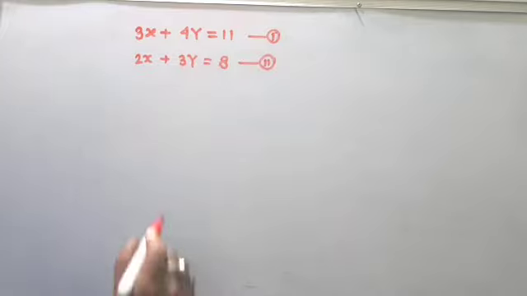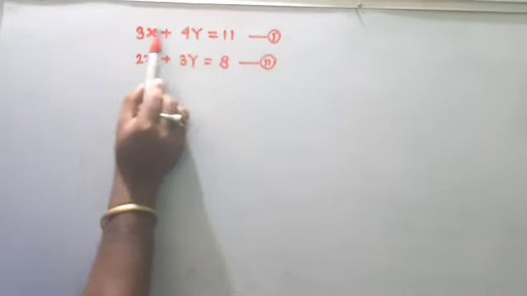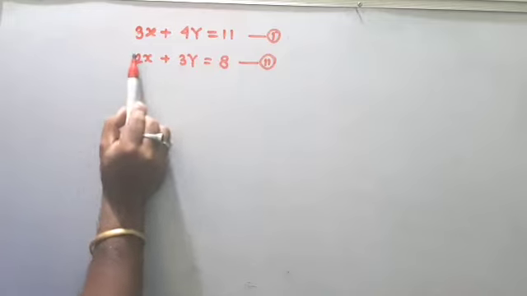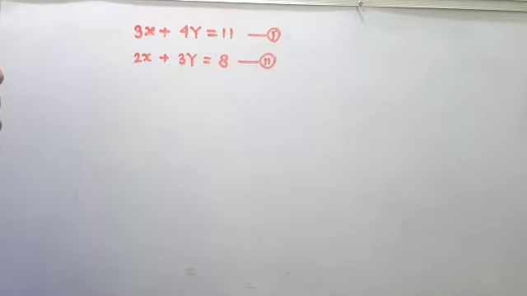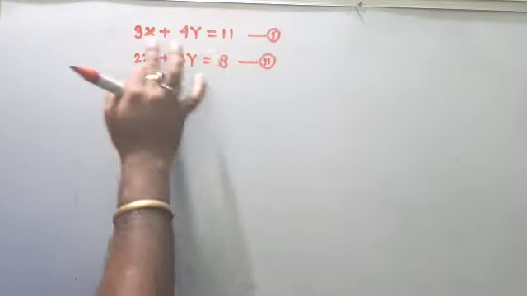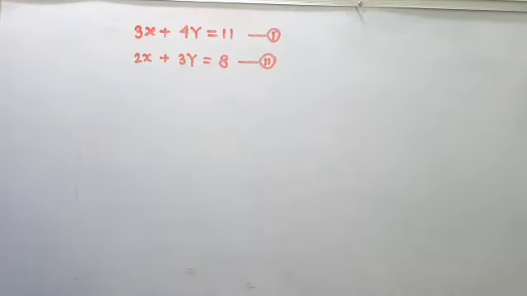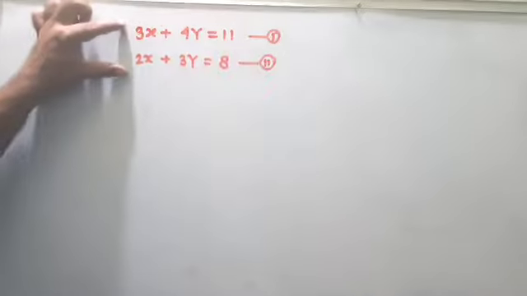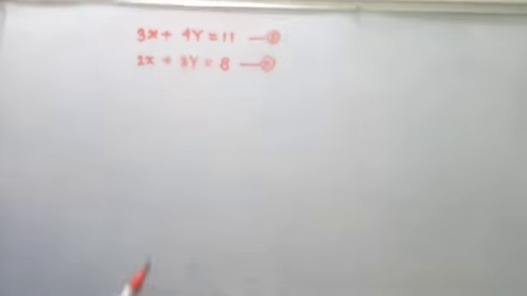Now in this case, both terms 3x and 2x are positive. Here 4y and 3y are also positive. What do we do? We can make any one of these variables a minus term. So this time I eliminate x.